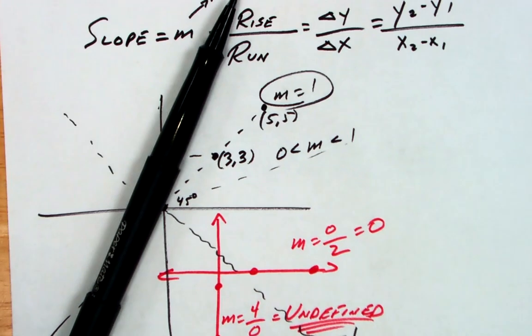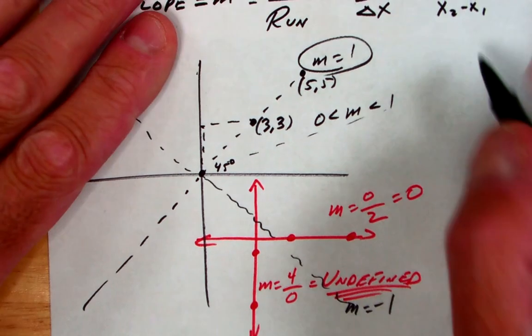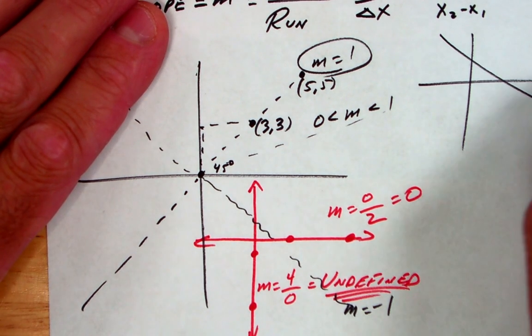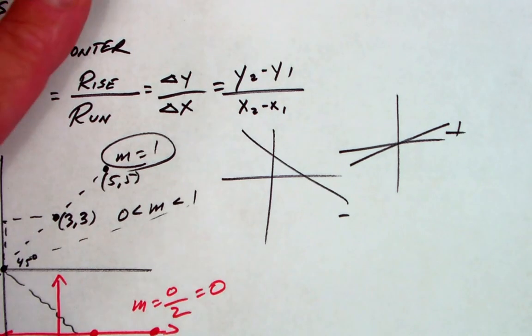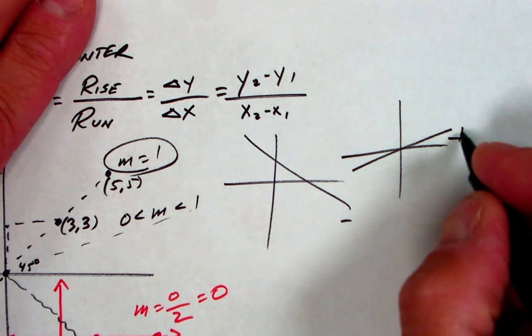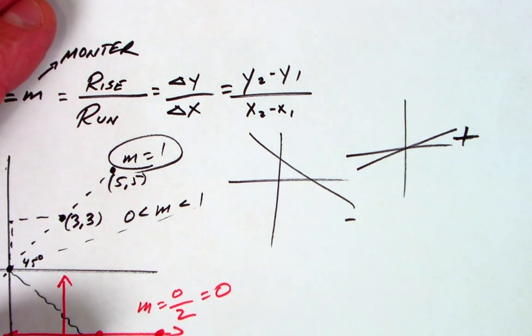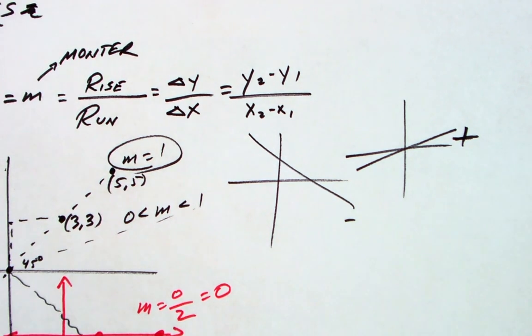But that's not what I want you to necessarily focus on. I just want you to focus on if it's flat, it's going to be less than 1, either positive or negative. And also, if it goes downhill, it's negative. If it goes uphill, it's positive. So this one's going to have a negative slope. This one's going to have a positive slope. If it goes downhill from left to right, it's negative. Uphill from left to right, it's positive.